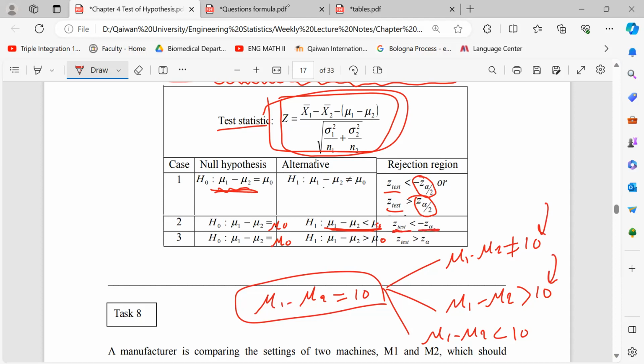If the z-test is less than minus z of alpha over 2, we reject H0. If not, we are unable to reject H0. We don't talk about H1. We don't say we accept H1 or something like this. And then, in the last case, if the z-test is greater than z of alpha over 2, we reject H0. If not, we accept H0.